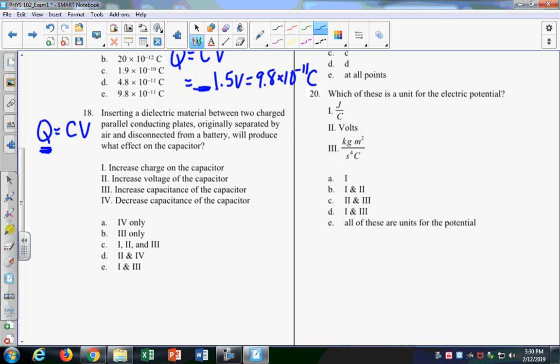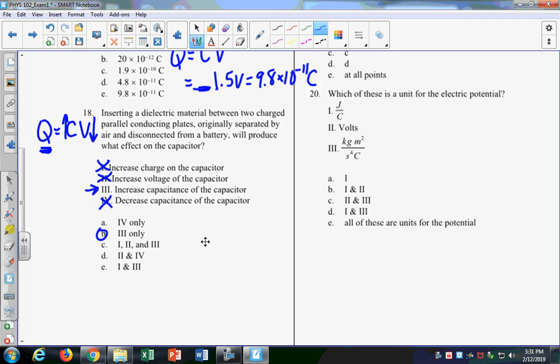If I've charged it and then I take the battery away, then I just have a bowl of charge sitting there and I can't add or take away any charges. And that's the case here. So if I add a dielectric, that means that C will increase, which means that V will decrease. It's not going to increase the charge because there's no battery. It's not going to increase the voltage. It will increase the capacitance. It will not decrease the capacitance. So it's like 3 only.